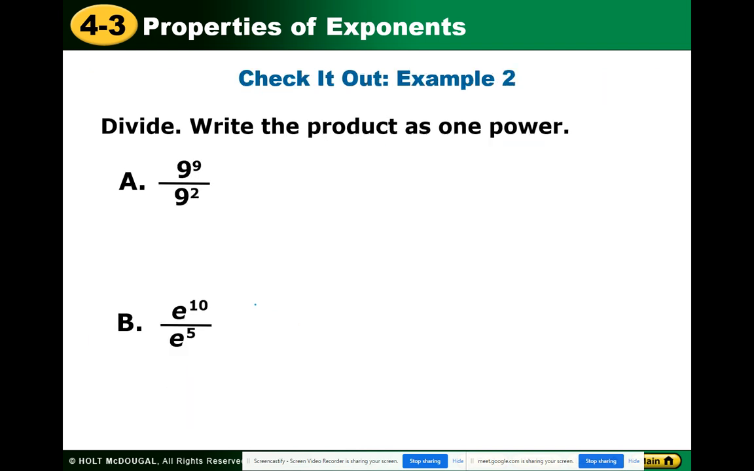All right, Summer. 9 to the 9th over 9 to the 2nd. What do I do, Summer? All right, so 9 to the 9th minus the 2. I always like to put the exponents up when I'm drawing. Oh, so we get 9 to the 7th power. Very nice, very nice. All right, feeling pretty good about this.